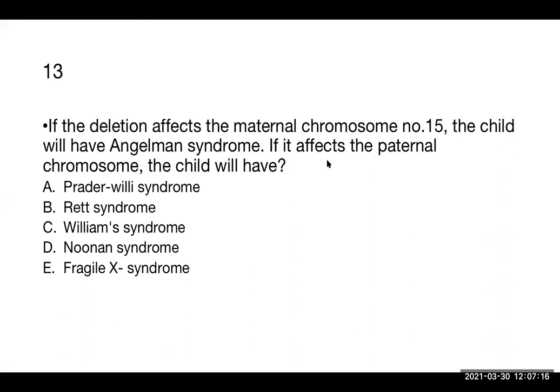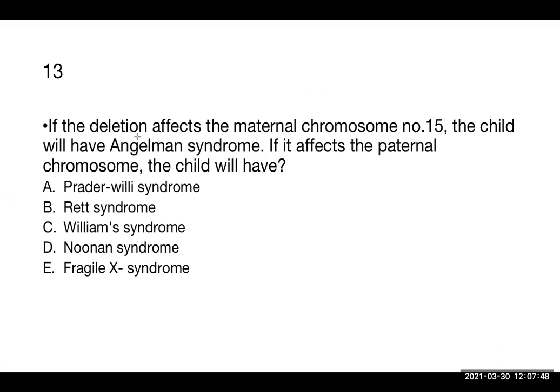Let's continue. Another case. If the deletion affects the maternal chromosome number 15, the child will have Angelman syndrome. But if it affects the paternal chromosome, the child will have which of the following syndromes? A bit of a difficult question actually, but these are quite catchy questions. If we learn them nicely, we may remember them if another exam has this question.